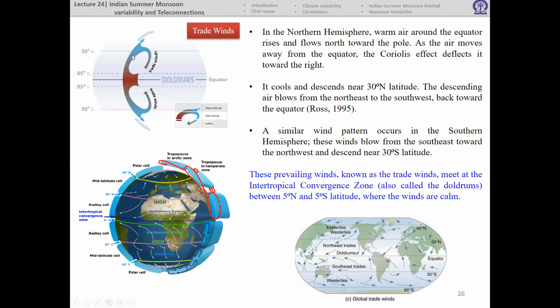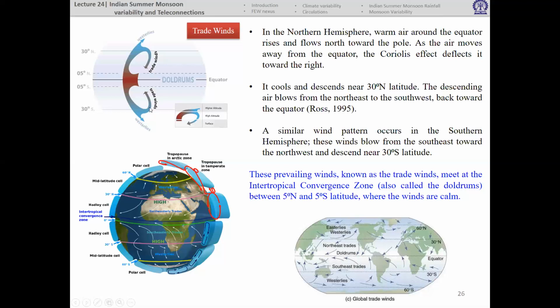It descends over 30 degrees north, and the descending limb will again try to join the lower pressure region over the equator. This movement, from the descending limb to the lower pressure at the surface level in the equatorial region, is called the trade wind. Similar patterns are observed over the southern hemisphere. This wind blows from the southeast towards the northwest and descends near 30 degrees south.